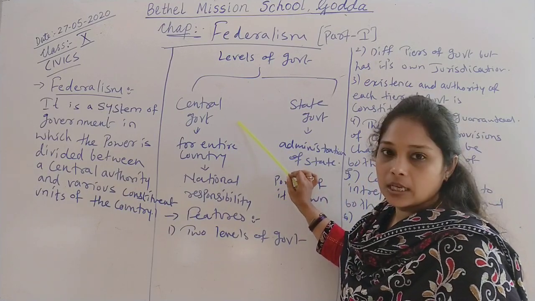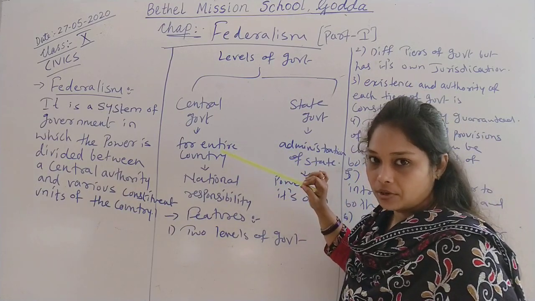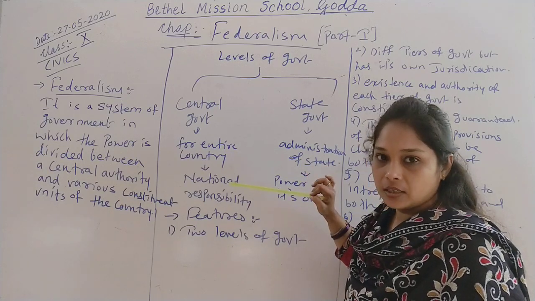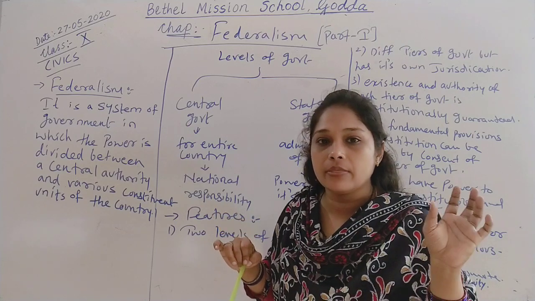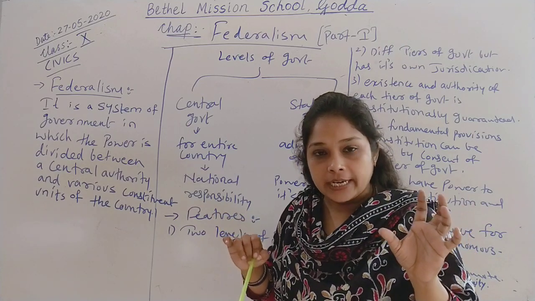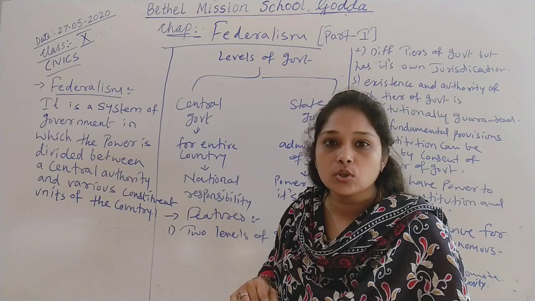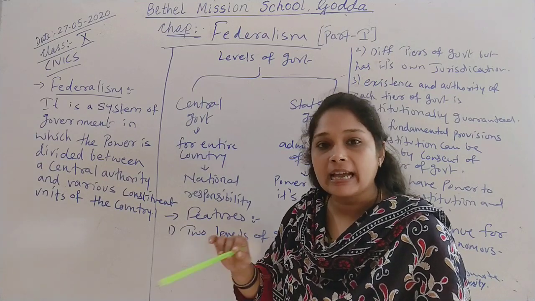Central government has control over the whole country, or it is for the entire country. Like in India, we have a central government, we have a parliament in Delhi. That is the central government for us, which rules over the entire country.